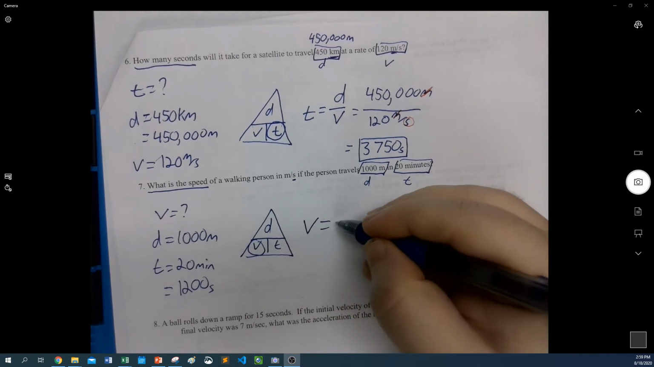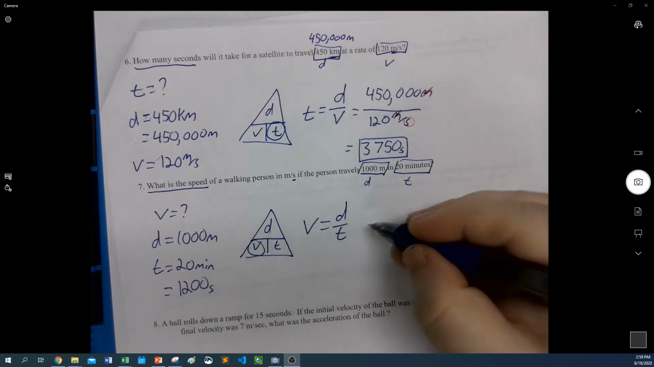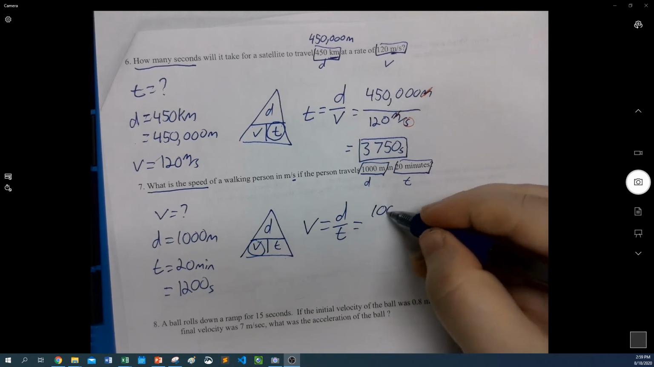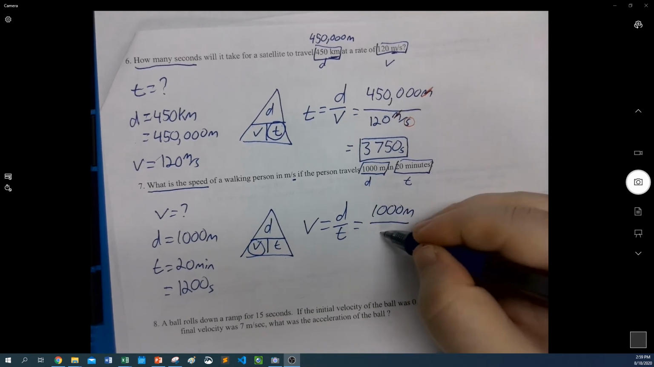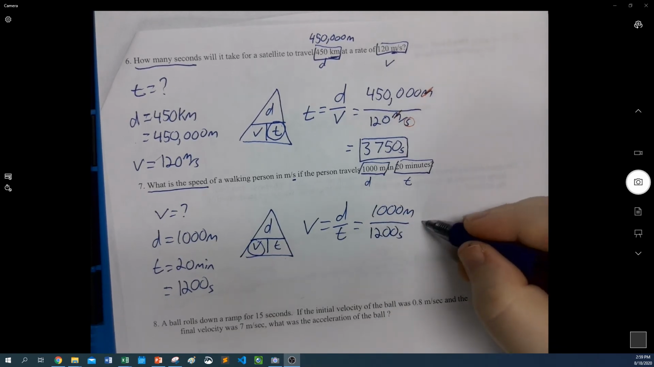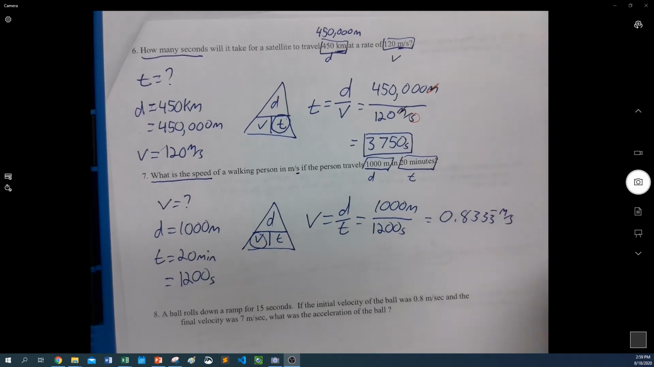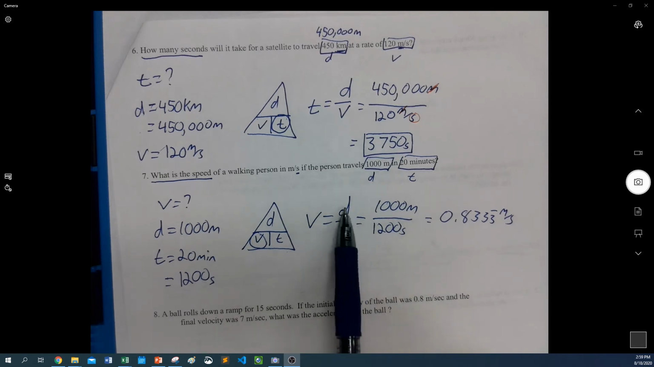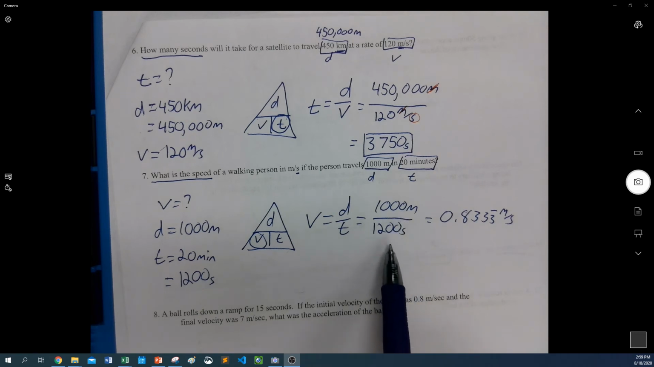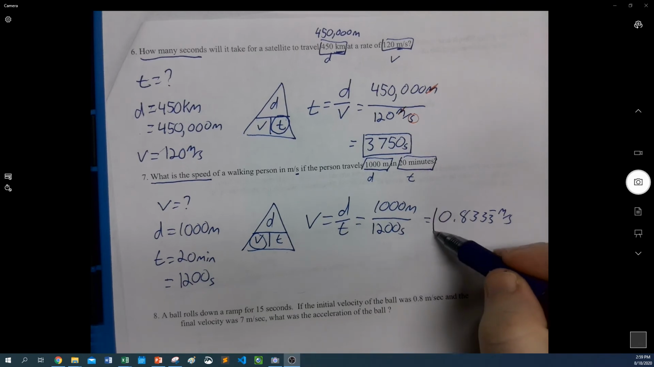So speed is equal to distance over time. So you take your distance, 1,000 meters, divide it by 1,200 seconds, and that's your speed.